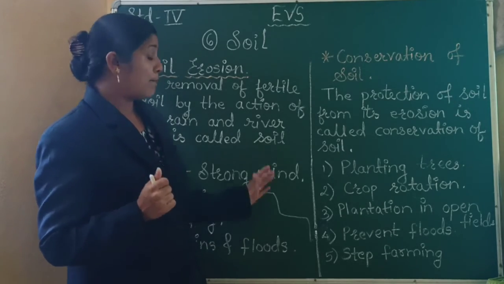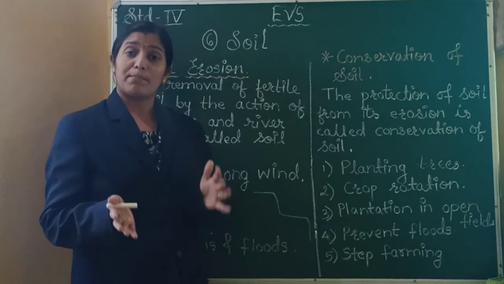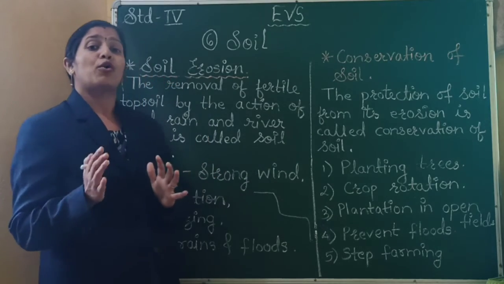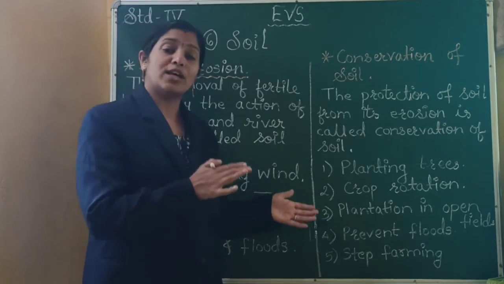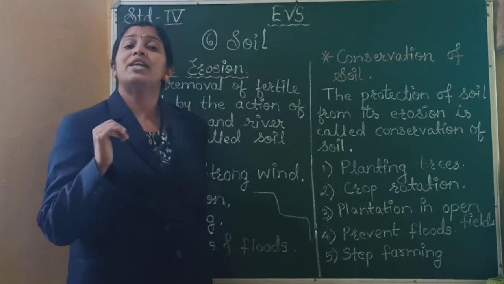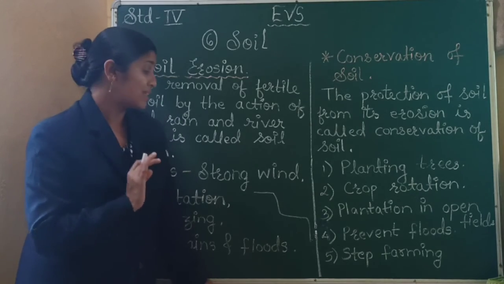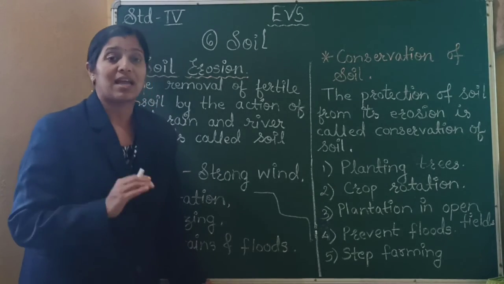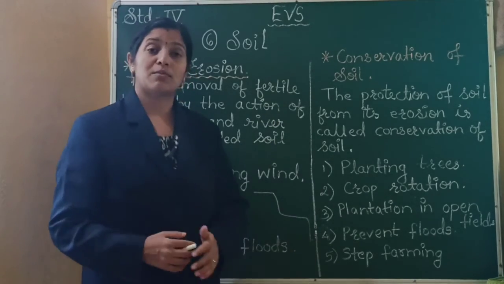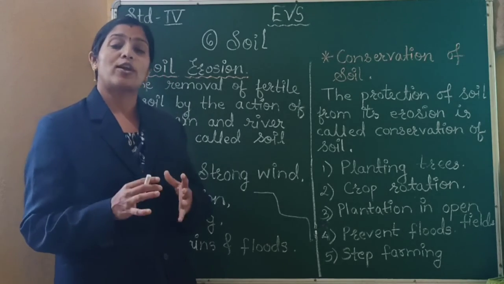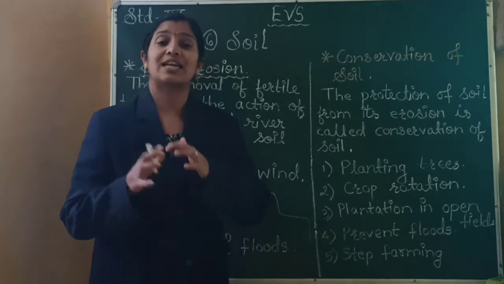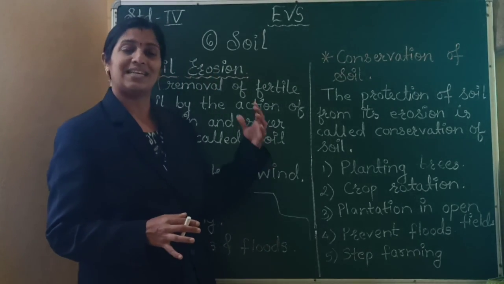And embankments are also built. What are embankments? Walls of stones are built by the farmers to keep the river water from getting into their fields. With the help of such step farming and the building of such stone walls, the river water is kept away from the farms and farming is done in a better way. So we can follow any of these steps to protect the soil from getting eroded. So this was about conservation of soil, that is protection of soil from getting eroded.